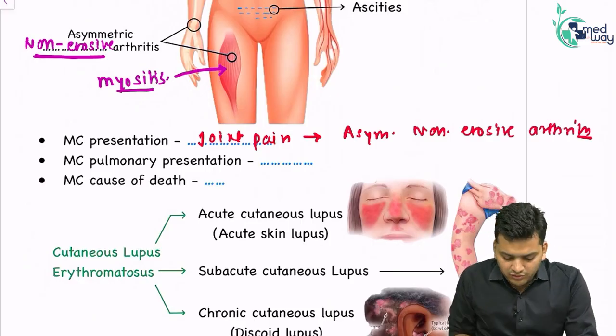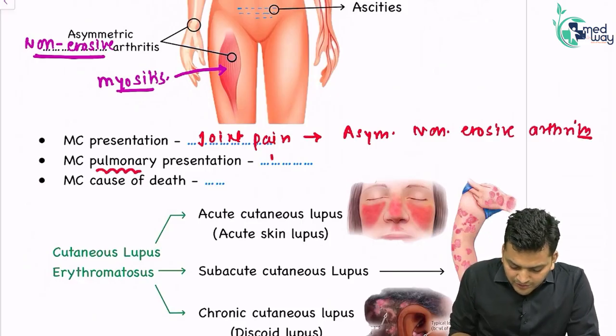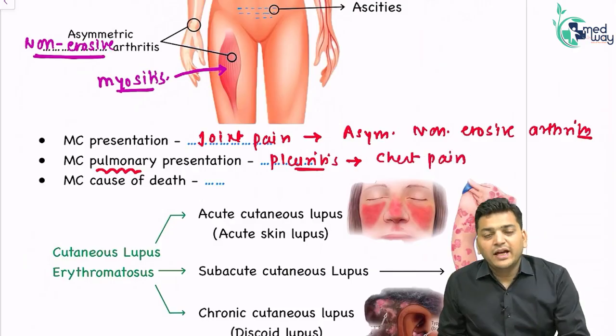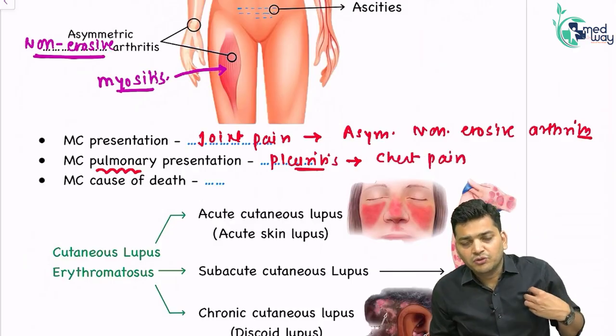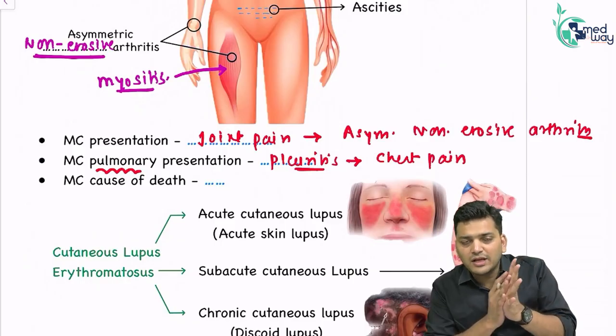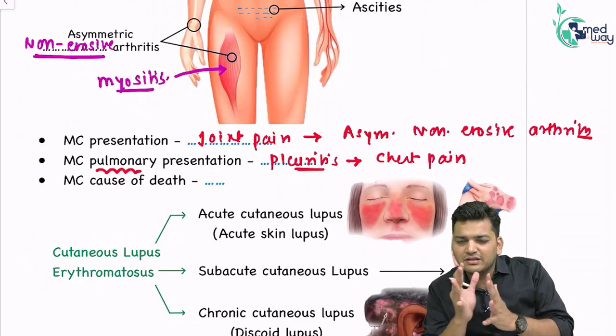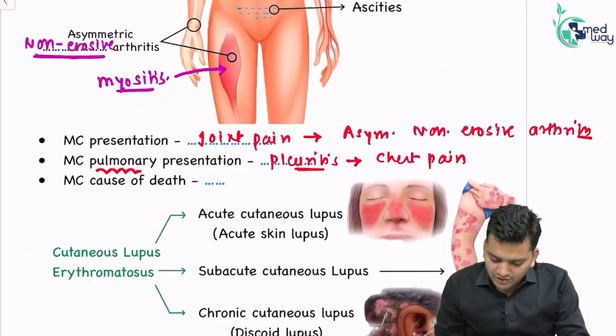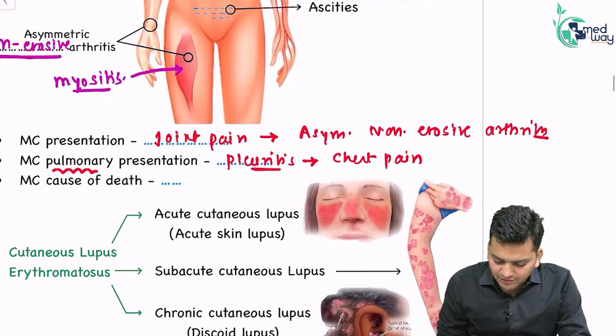If the lungs are involved, the most common pulmonary presentation is going to be pleuritis. The patient is going to have chest pain because of pleuritis. And if there is pleuritis, when you auscultate, you will be able to hear the pleurae rubbing against one another. There is friction happening between the pleura because of the inflammation. So on auscultation, we can hear the friction rub.